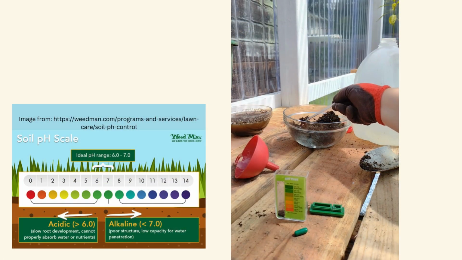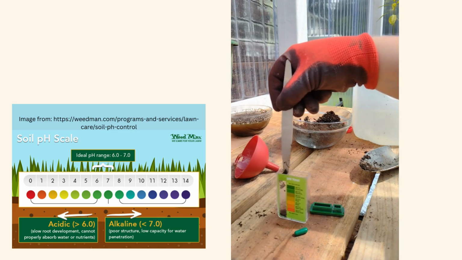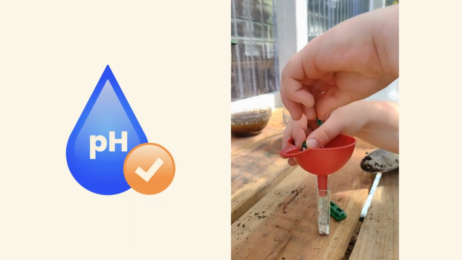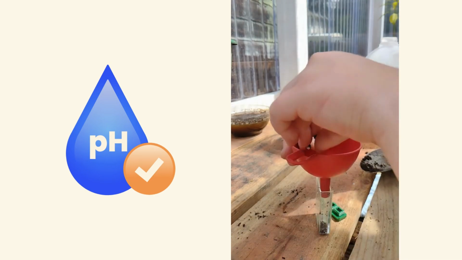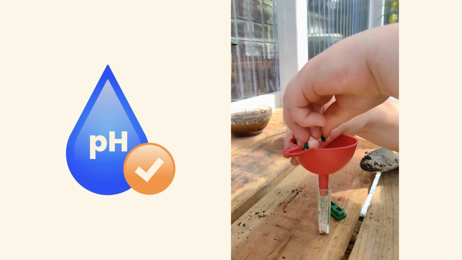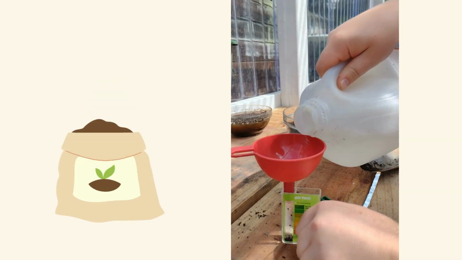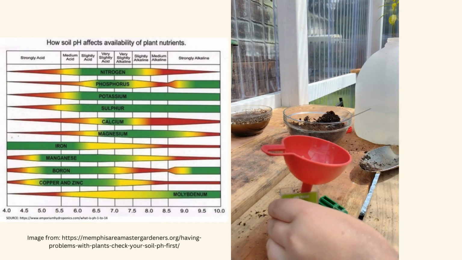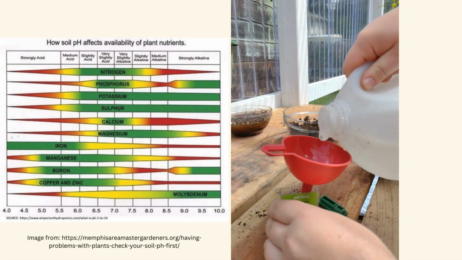Now to do a pH test on this soil. This is a really basic test that just mixes a tiny bit of soil with water and a capsule of reactive chemicals. You give it a shake, let it settle for a minute, and voila, you get your results.